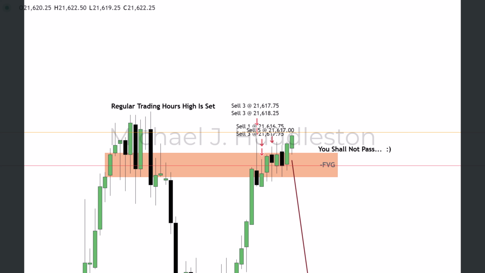Bull flag traders, they're getting real excited right now. They like that. You see that? You see how I got real close to that stop loss? Nothing has changed. You shall not pass.